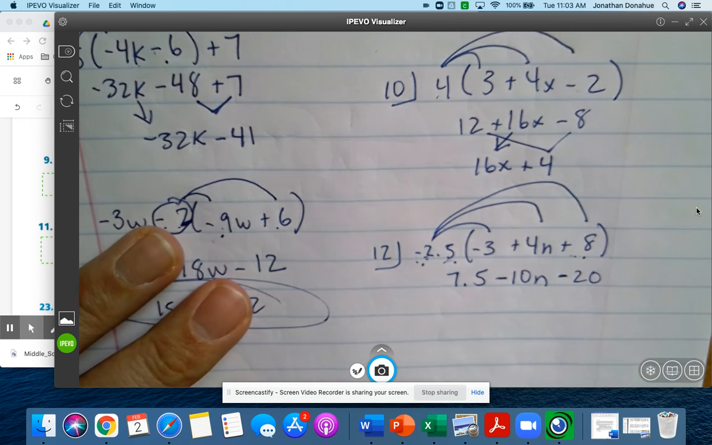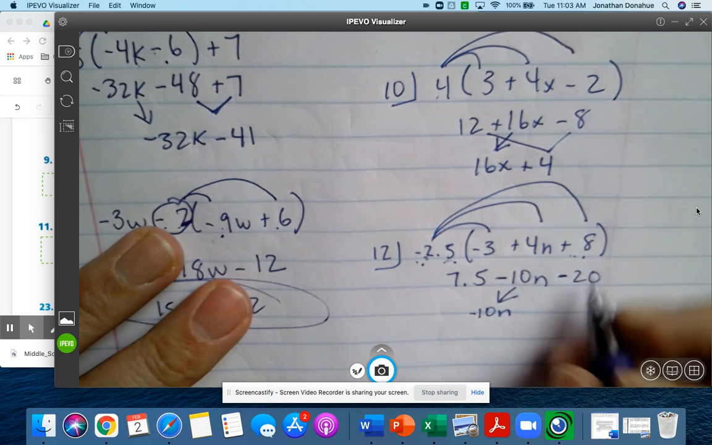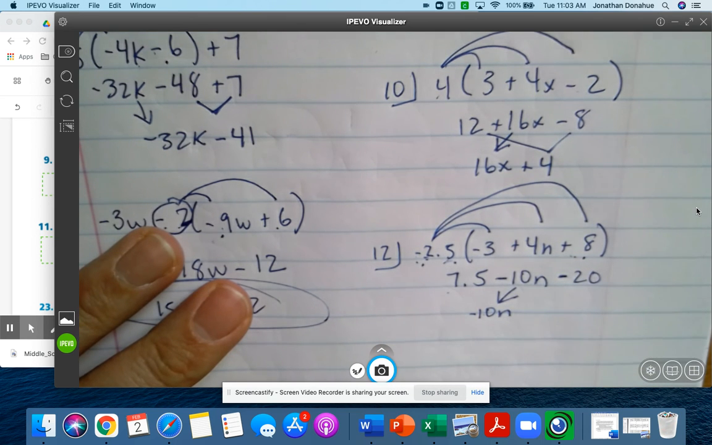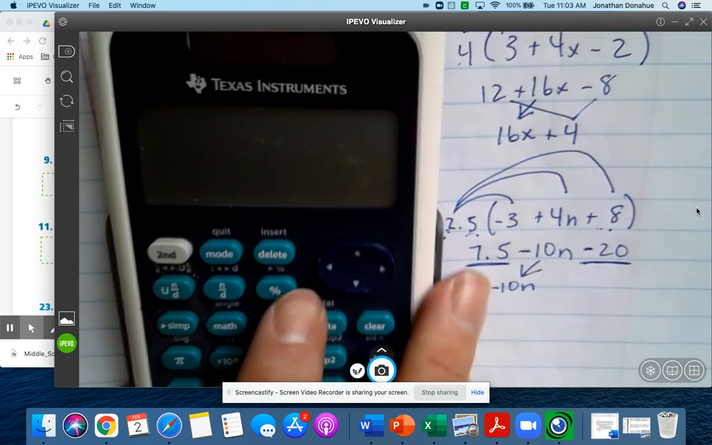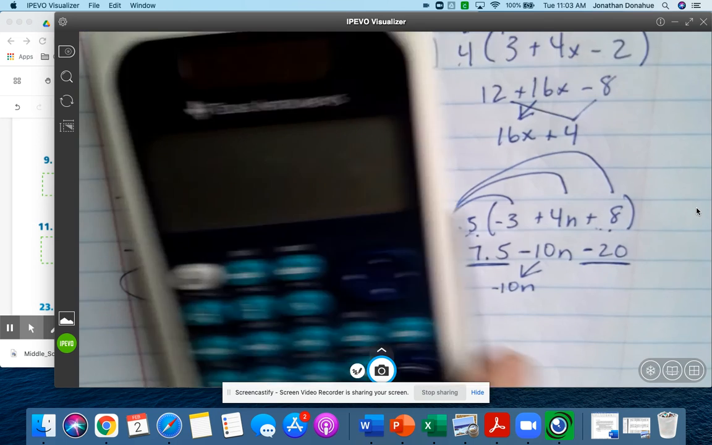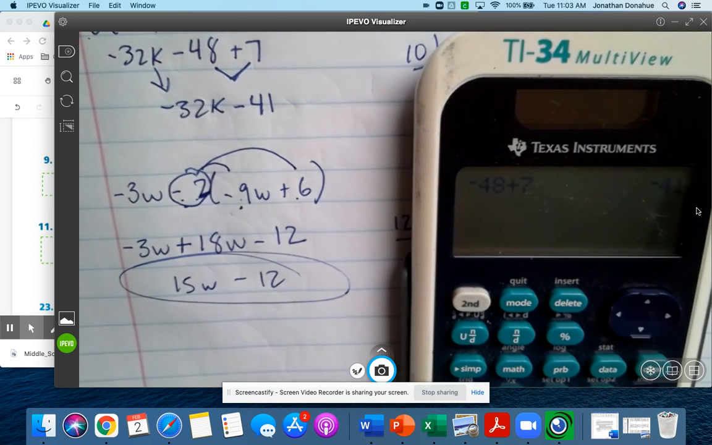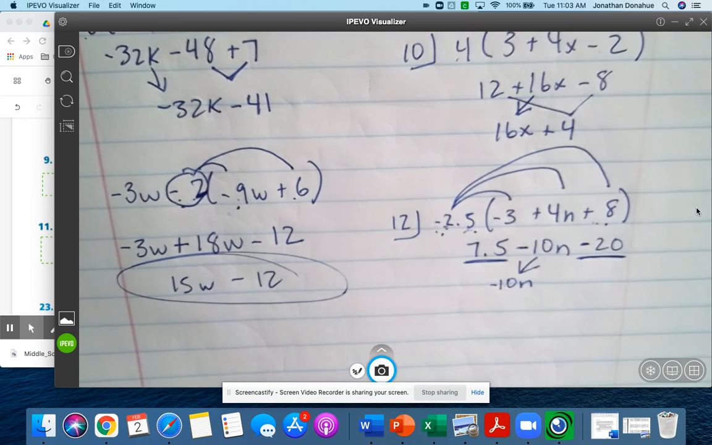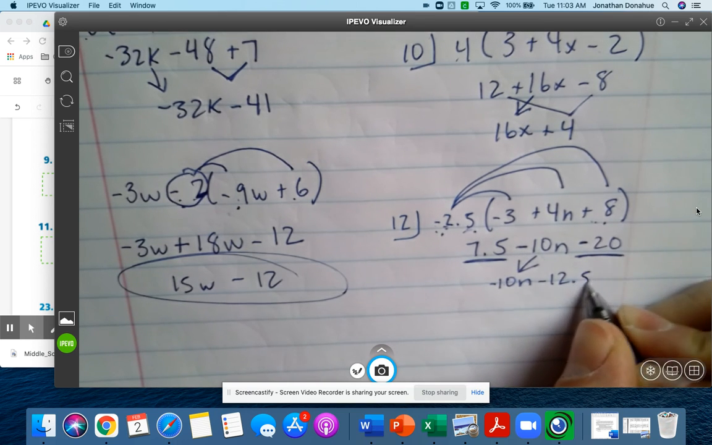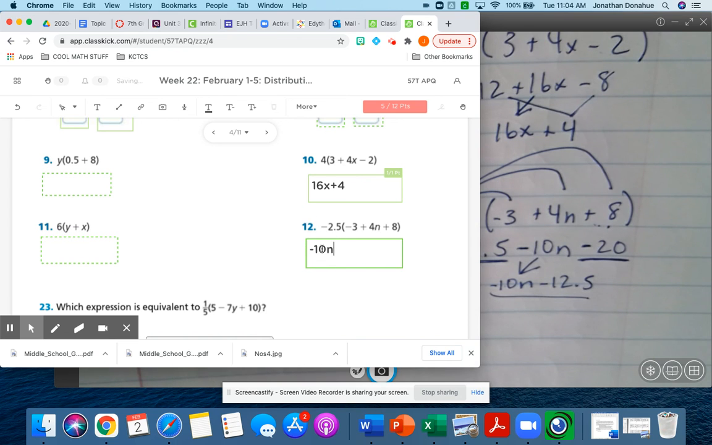All right. At this point, I need to combine like terms, but I'm going to take my n out of the way. There's nothing that goes with it. So I need to do 7.5 minus 20. Those are both constants, and those are not easy to do, so I would highly recommend grabbing a calculator here. So I've got 7.5 minus 20. Oh, it's not even on. 7.5 minus 20, and I've got negative 12.5. Let's see if that is what our answer is. Hopefully I didn't goof up anywhere. Negative 10n minus 12.5. Okay.